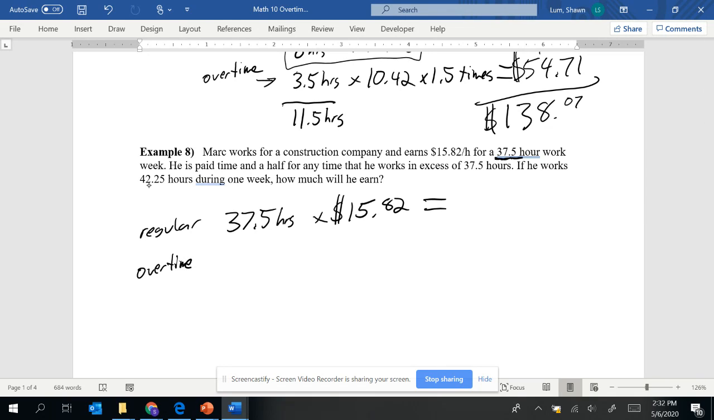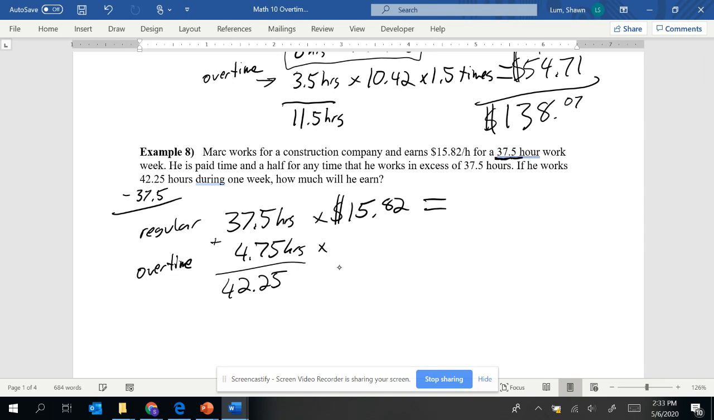We have to subtract 37.5 from this to figure out actually how many hours of overtime he had. So I go 42.25 minus 37.5, and I get 4.75. So the amount of overtime hours is 4.75 hours. It isn't 42.25, that's the total, so that's regular plus overtime. When you add these two numbers up, they will equal 42.25.